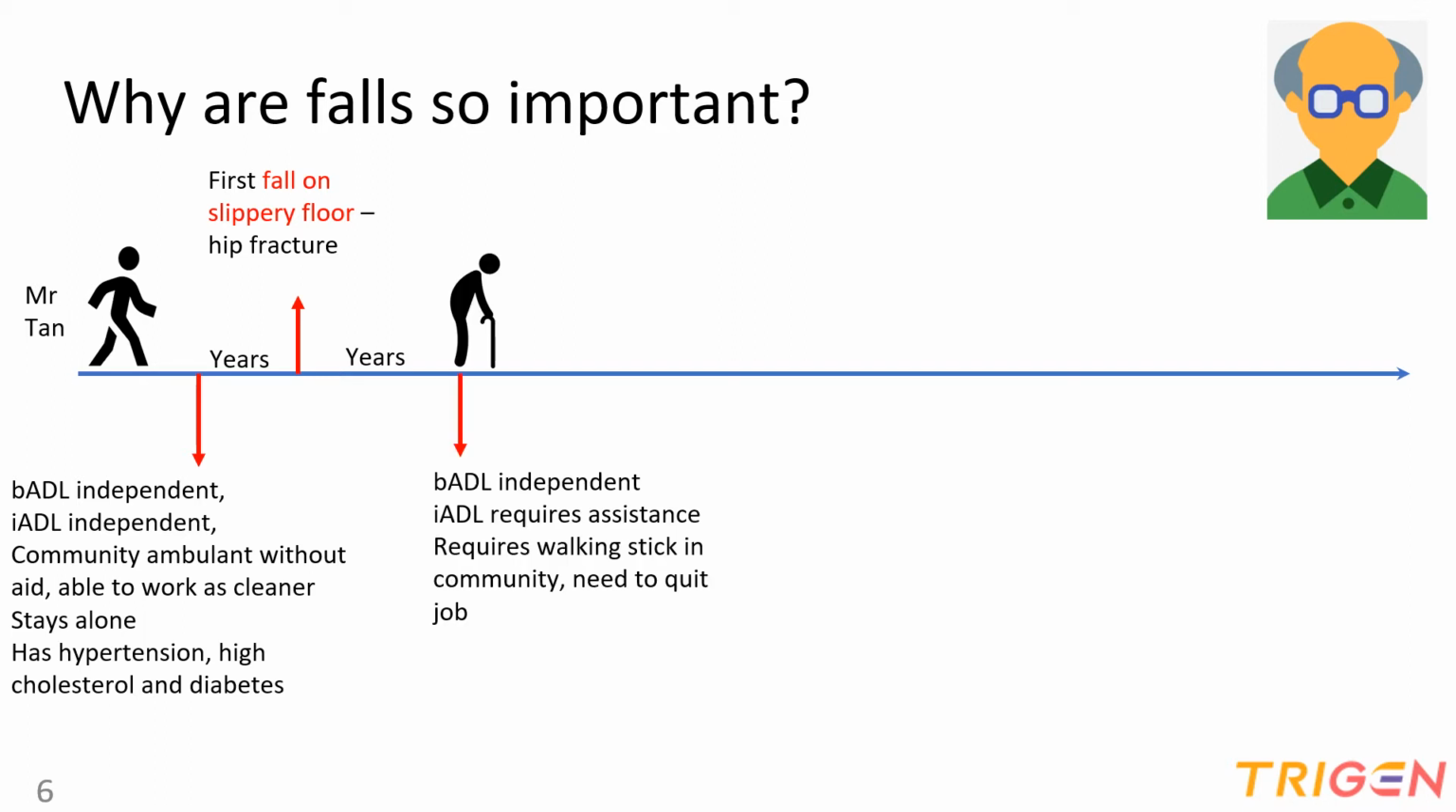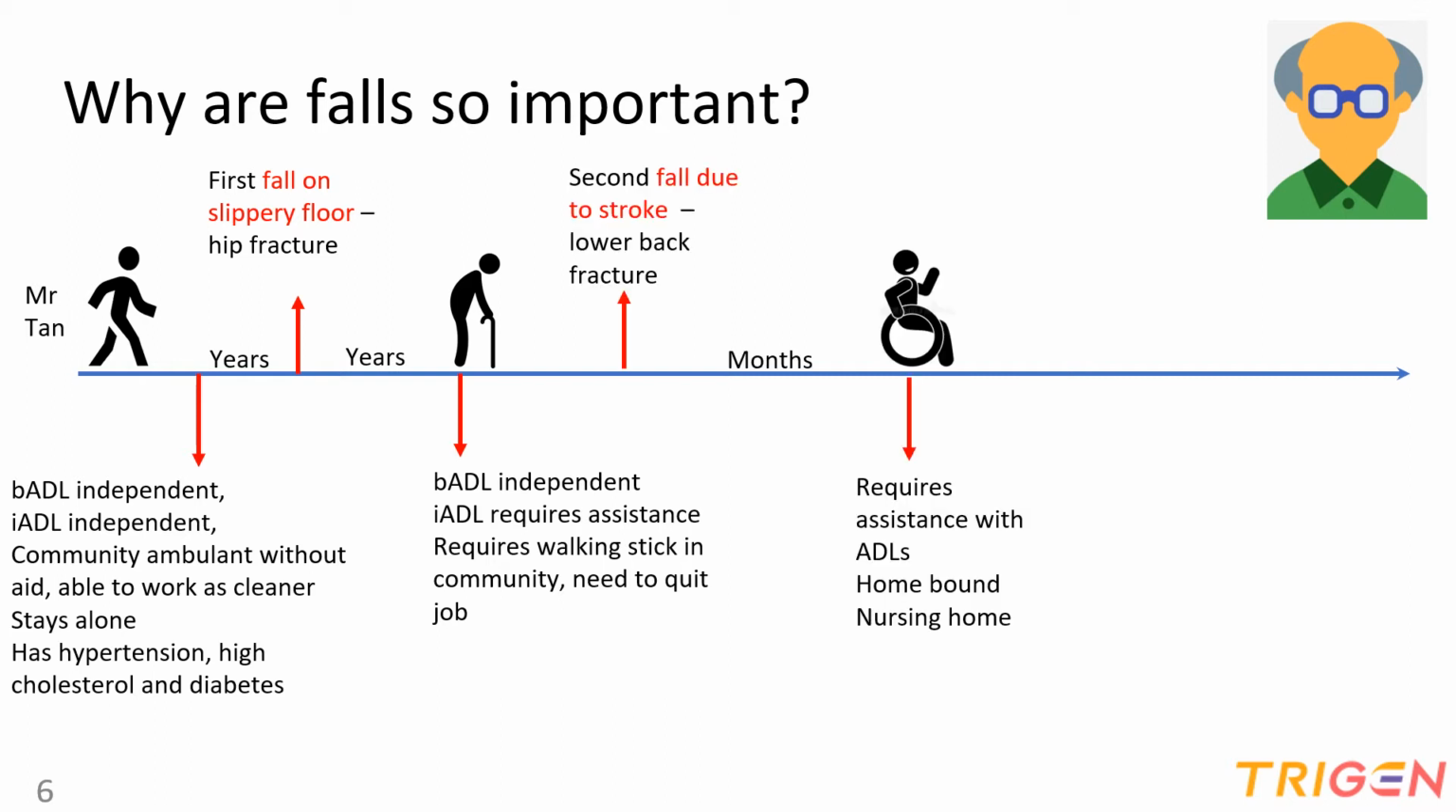He became gradually weaker and started to require assistance in his instrumental activities of daily living, such as getting outside the house and grocery shopping. He also requires a walking stick when out of his house. He could not continue his job as a cleaner. He then suffered from a second fall due to a stroke and got a lower back fracture as a result.